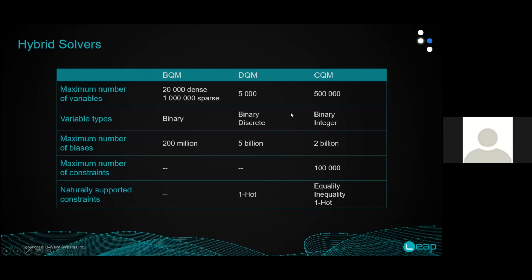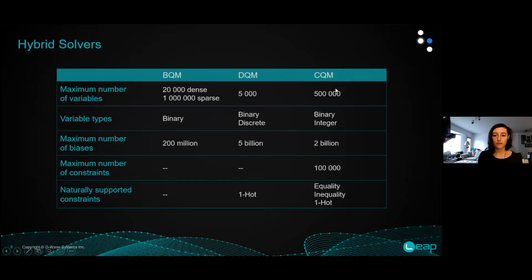Right. So here the variables mean the maximum number of variables for the solver. So for example, CQM can support up to 500,000 binary or integer or a combination of binary and integer. So it doesn't matter what type of variable you're using for a CQM solver, the max of either type or a combination is 500,000. And likewise for the DQM solver here.